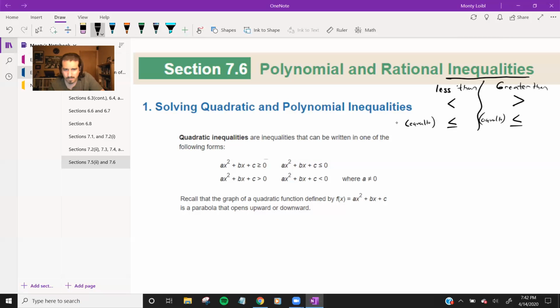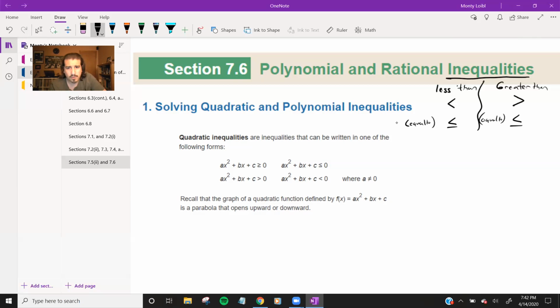So again, in this example here, these are all standard form of a quadratic: ax squared plus bx plus c. Right, a can't be 0, because then it would become bx plus c, and then it's a linear function, but regardless, that's what it looks like.